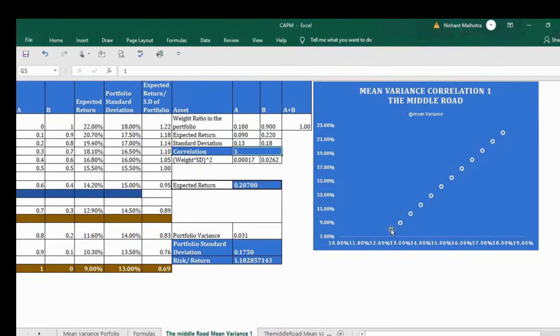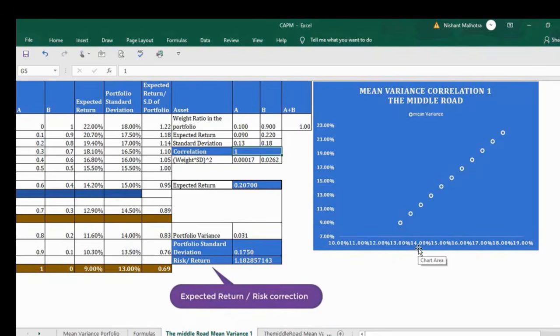With a correlation of one, it will always be a straight line when I plot the expected return over the standard deviation. When you are looking at this, what is the output? The output is that I want an expected return. And what is the input which you want to control through the portfolio? You are mixing up two assets.